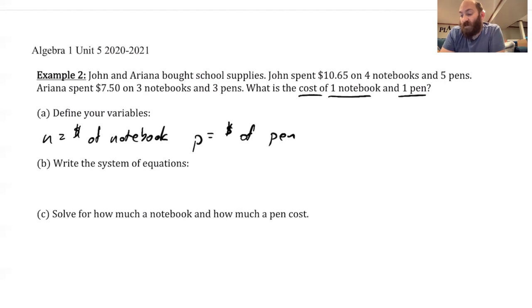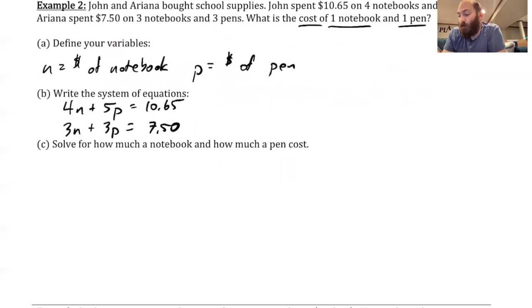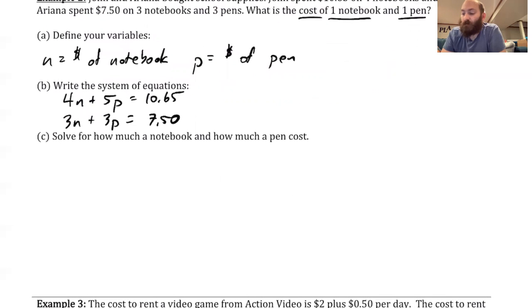So write the system of equations. John spent $10.65 on 4 notebooks, so 4 times N, 5 times P for pens, equals $10.65. Ariana did 3 notebooks and 3 pens for $7.50. There's my system. Solve for how much a notebook and how much a pen cost.